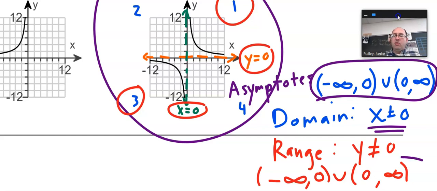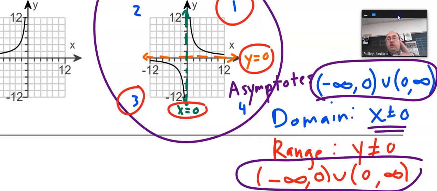Well, the same thing's going to happen with the y values down here, right? You're going to go from negative infinity to 0, skip over 0, and then keep going.